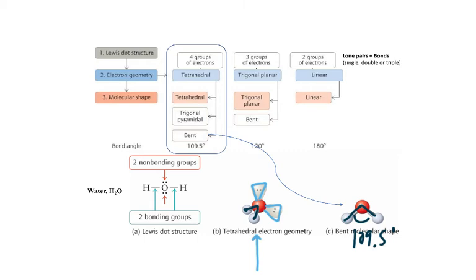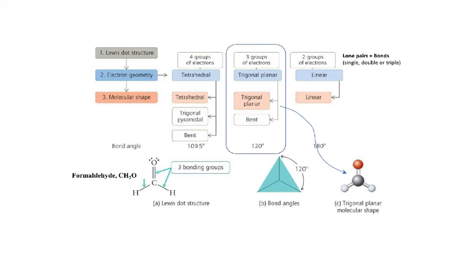Okay, so that's all the possible combinations of 4 groups of electrons and then different numbers of bonding pairs. Let's move over to the next column. And if we have 3 groups of electrons around the central atom, well, if all 3 groups are bonding groups, then the molecular geometry, or the shape, is the same as the electron geometry. And so that's trigonal planar.